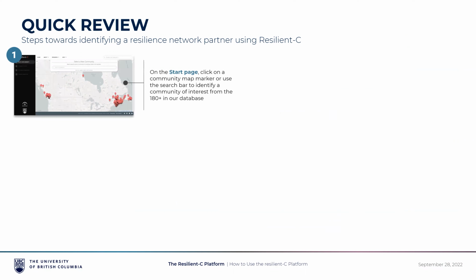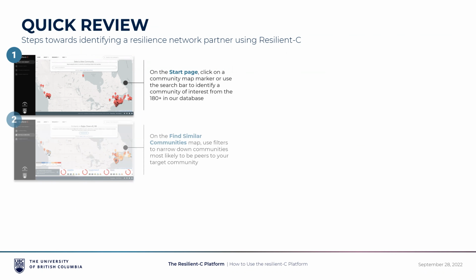First, on the start page, click on a community map marker or use the search bar to identify a community of interest from our 180 plus in our database. That becomes your target community. Next, on the Find Similar Communities map, you can use filters to narrow down communities most likely to be peers to your target community. Or, if you prefer, rely on the quick and easy top 10 lists shown along either the right-hand side or the bottom side of your screen.